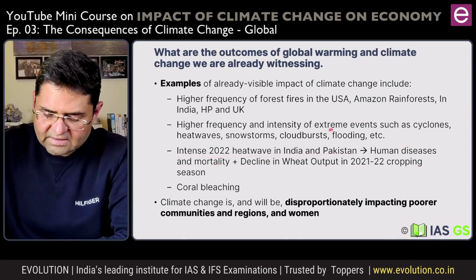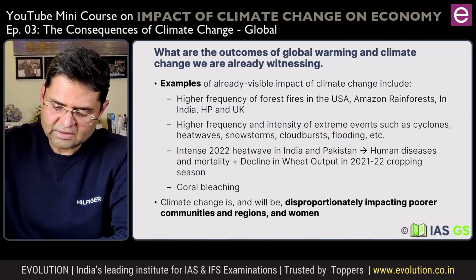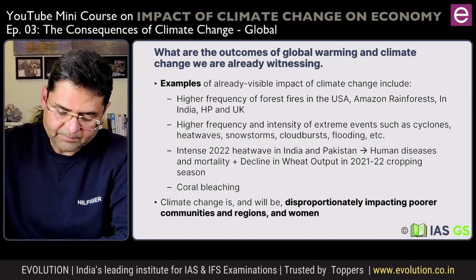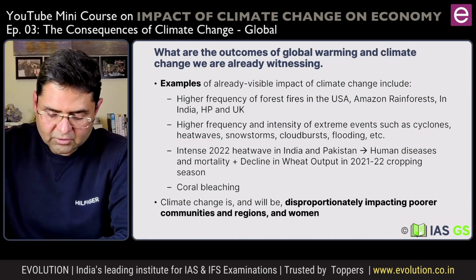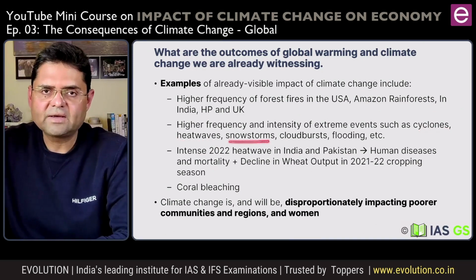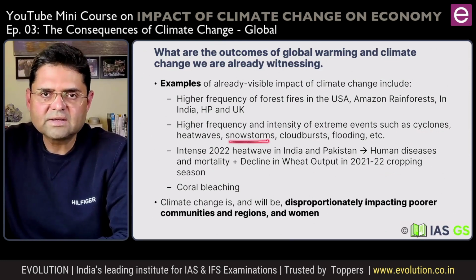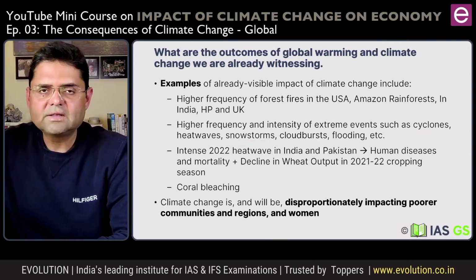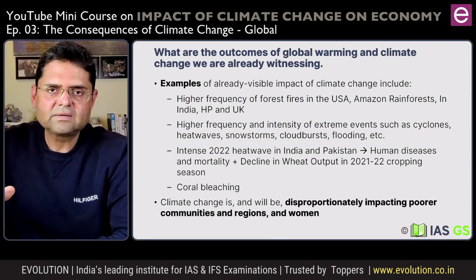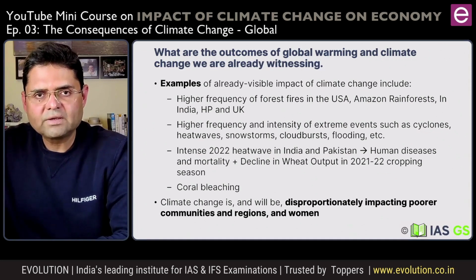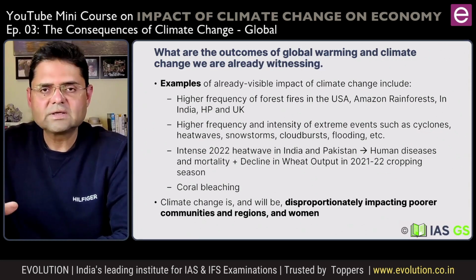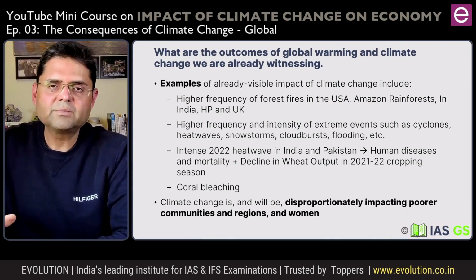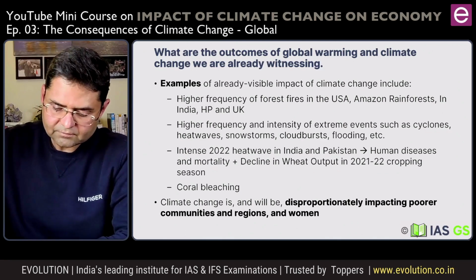Then higher frequency and intensity of extreme events is again known to us. Much more frequently, we are witnessing much more intense cyclones. Heat waves, I have just now spoken about. Snowstorms in USA and Canada were particularly severe this year. But if you browse through the newspaper from late November until the end of February, you will see the same pattern in the 2020-21 winter, in the 2021-22 winters. So snowstorms and their increased severity are becoming pretty much a norm in North America.